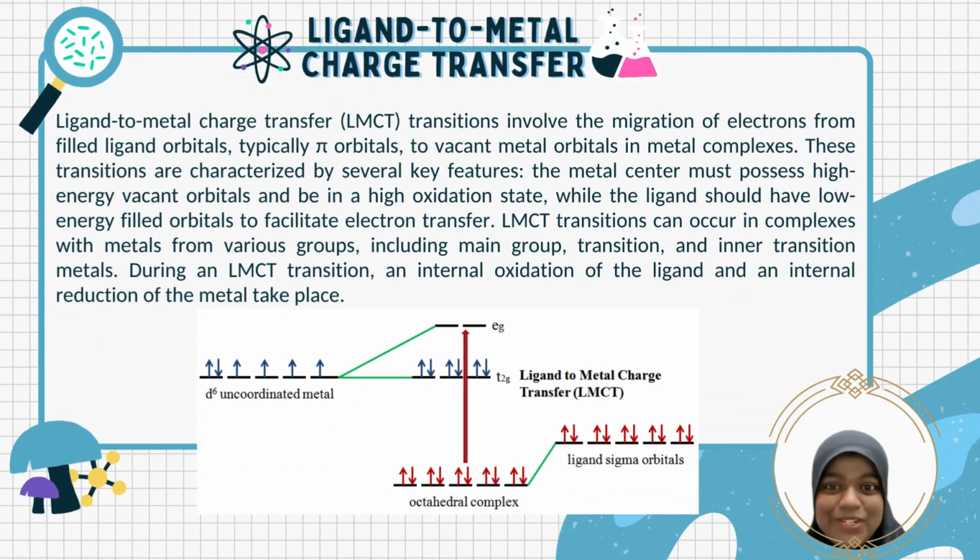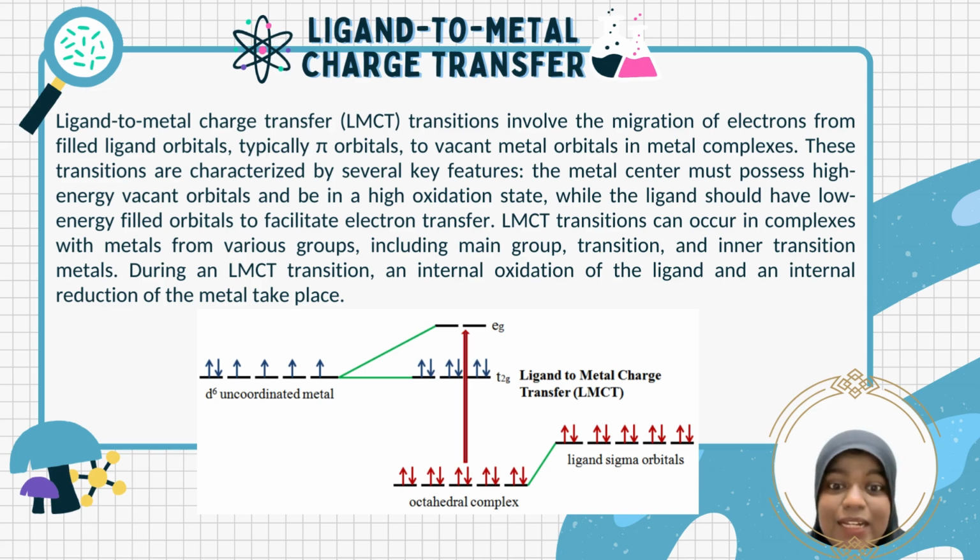Next, number 3, ligand to metal charge transfer. Ligand to metal charge transfer (LMCT) transition involves the migration of electrons from filled ligand orbitals, typically pi orbitals, to vacant metal orbitals in metal complexes. These transitions are characterized by several key features. The metal center must possess high energy vacant orbitals and be in a high oxidation state, while the ligand should have low energy filled orbitals to facilitate electron transfer.